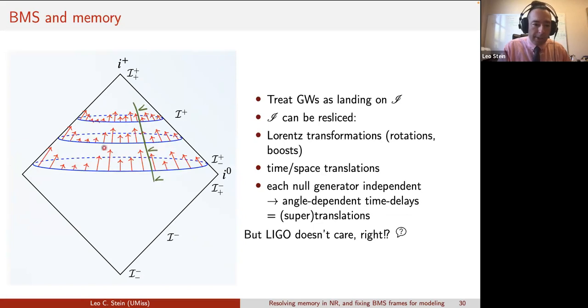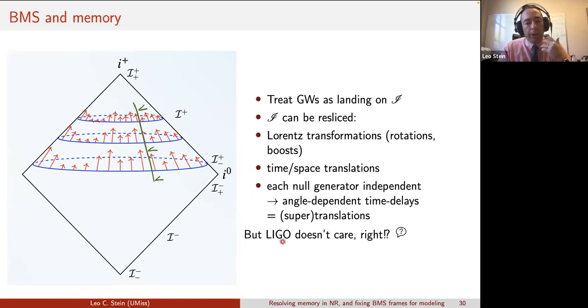Oh, that's what I was trying to demonstrate here. You're free to smoothly change the time function that you choose on scri as a function of angle, not as a function of time, because they have to be affinely parametrized, or their clocks should tick at the same rate. But you're free to choose the one function on the sphere to advance and delay each different null generator by a different amount.